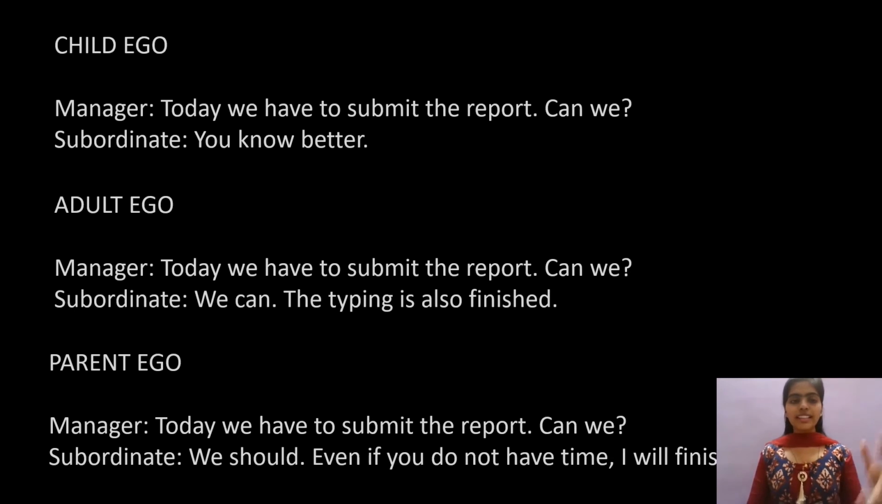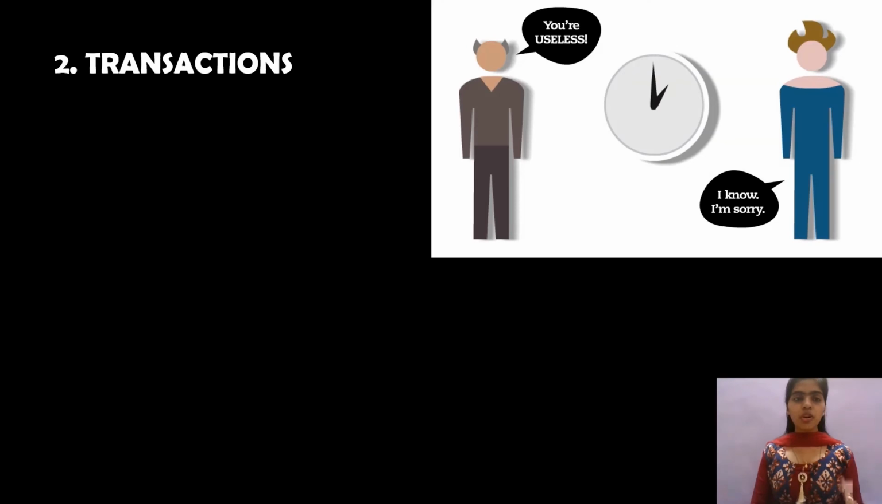So this is about the ego states, and analyzing what kind of ego state a person is exhibiting. Based on that, they can understand what type of person they are, what kind of behavior they are expressing and all of that. So that's the first one. Moving on, we'll go to the next one, which is transactions.